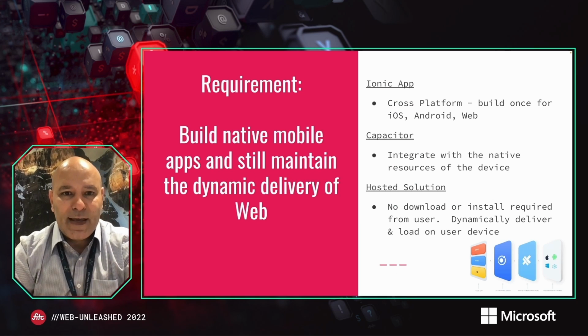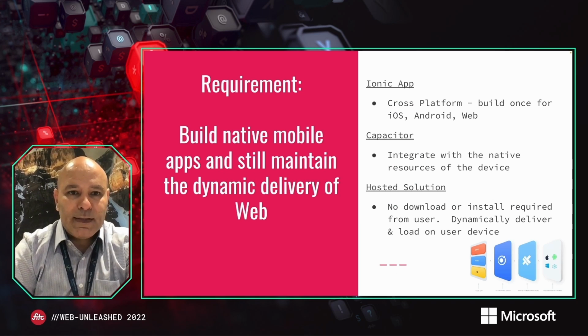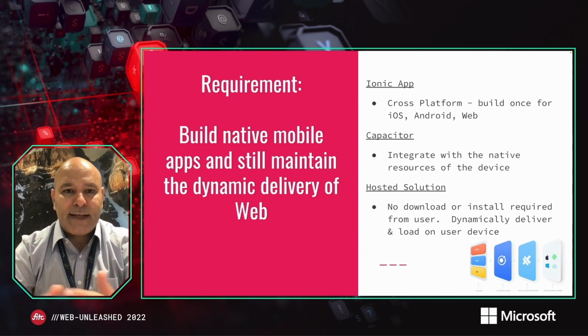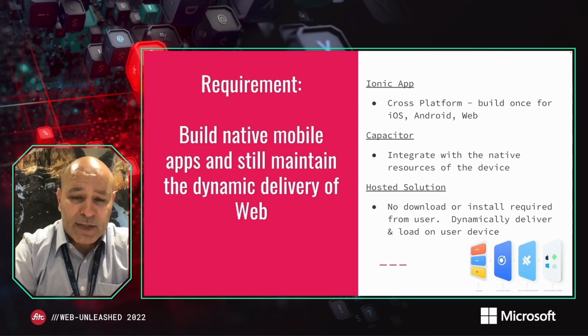Revisiting our question and requirements: can we build native mobile apps and still maintain the dynamic delivery of web? The answer is yes, we can. By leveraging Ionic and Capacitor, we can build hosted mini applications and render them in our super app. Our mini apps are web applications that look and feel like native mobile apps. By hosting them on a server, we can remotely add, remove, or update them.